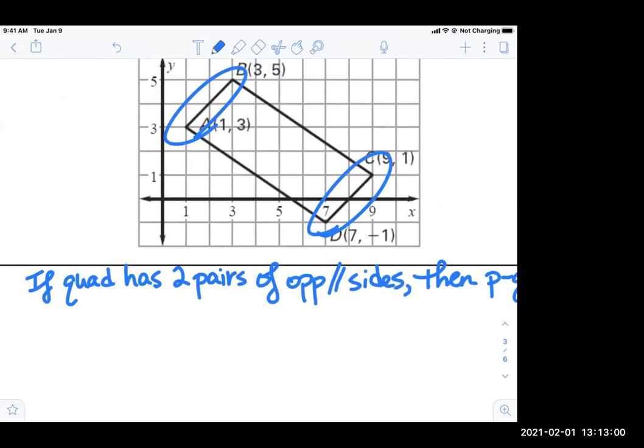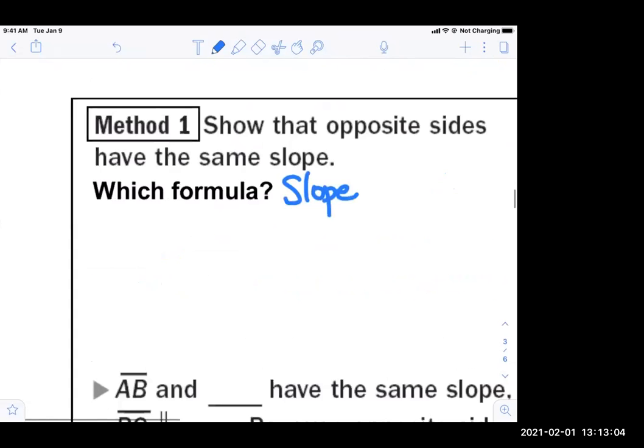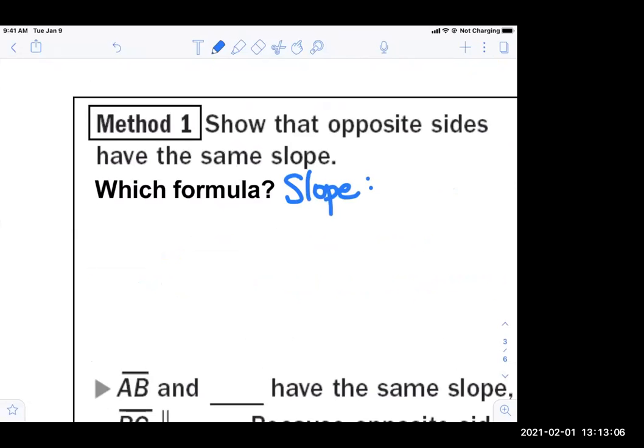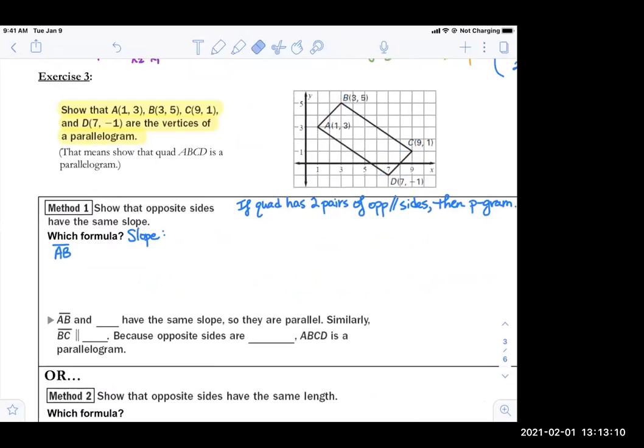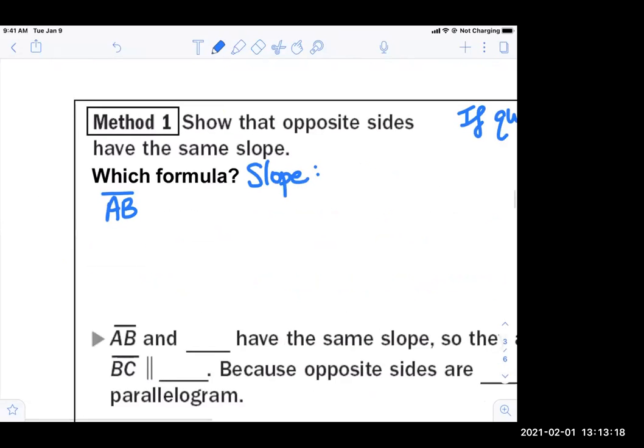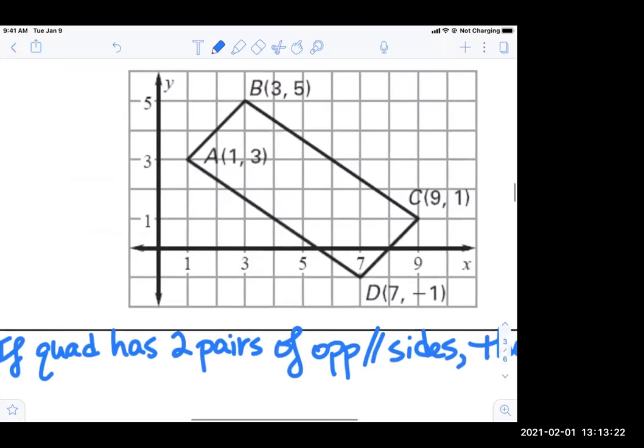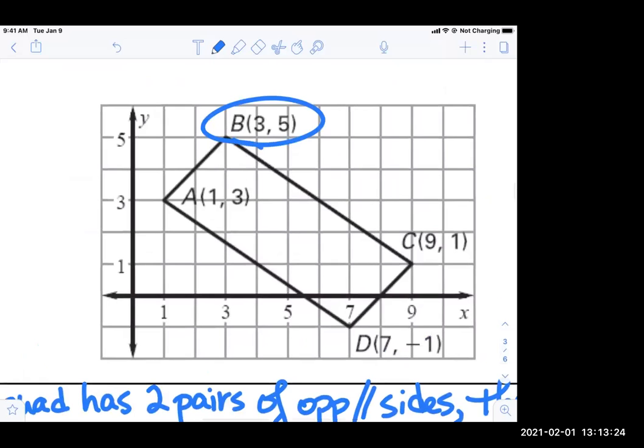And we're going to calculate it because you won't always be given a picture, okay? So we want to show that AB is parallel to what side? CD. So we're going to be doing the slopes for AB and CD. So let's go ahead and do that. I'll circle those points to make them a little easier to see.